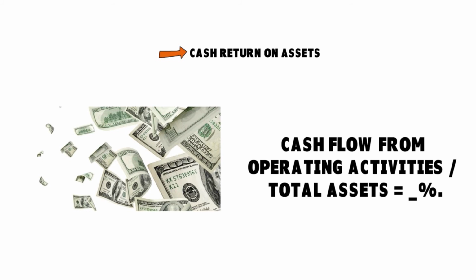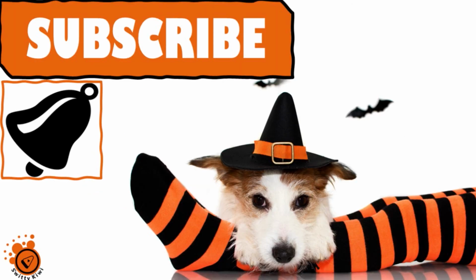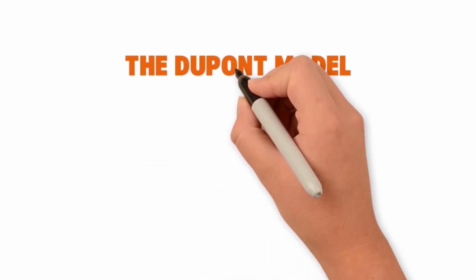So the numerator, in this case cash flow from operating activities, is taken from the statement of cash flows, and the denominator from the balance sheet. So the higher the percentage, the better. Now it is very important to understand that there is a model that a lot of big businesses use, especially banks and multinationals, to perform their profitability ratio analysis, specifically advanced profitability ratio analysis, and that's called the DuPont model.